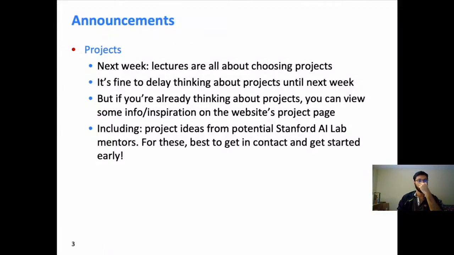But if you are a person who's already thinking about your projects, for example, if you're trying to choose your custom project, then you should check out the website's project page, because it has quite a lot of information about how to choose your project and also some inspiration. That includes project ideas we've collected from various members of the Stanford AI Lab. These are faculty and PhD students and postdocs who have ideas for NLP and deep learning projects that they would like CS224N students, such as yourself, to work on. Especially if you're looking to maybe get into research later, this is a really great opportunity to work with someone in the Stanford AI Lab and maybe get some mentorship as well.